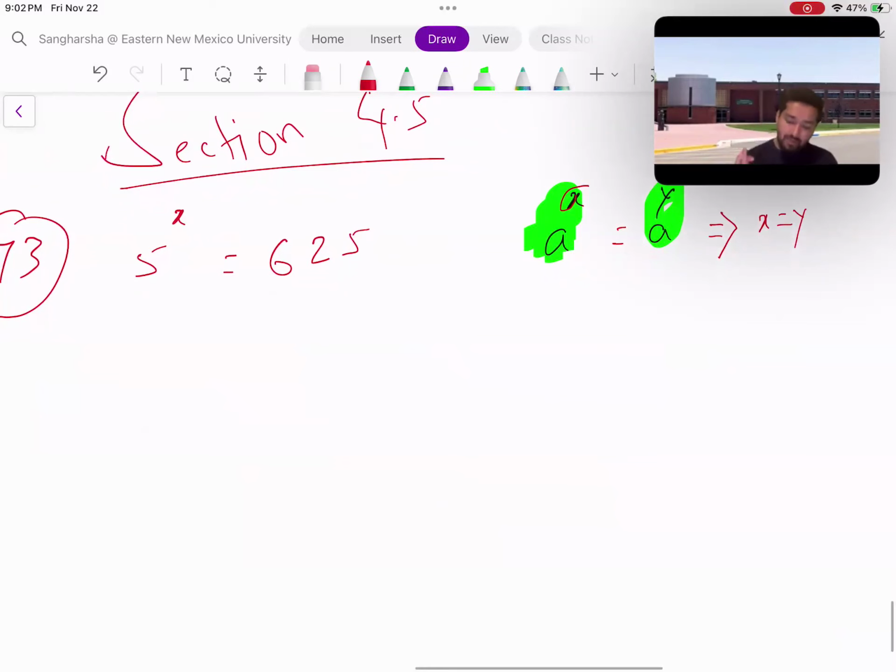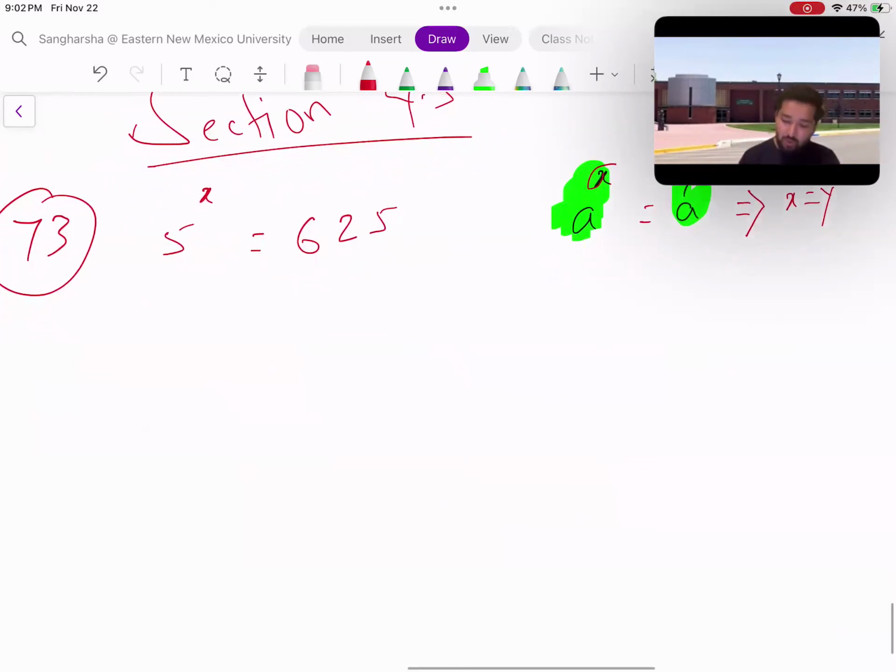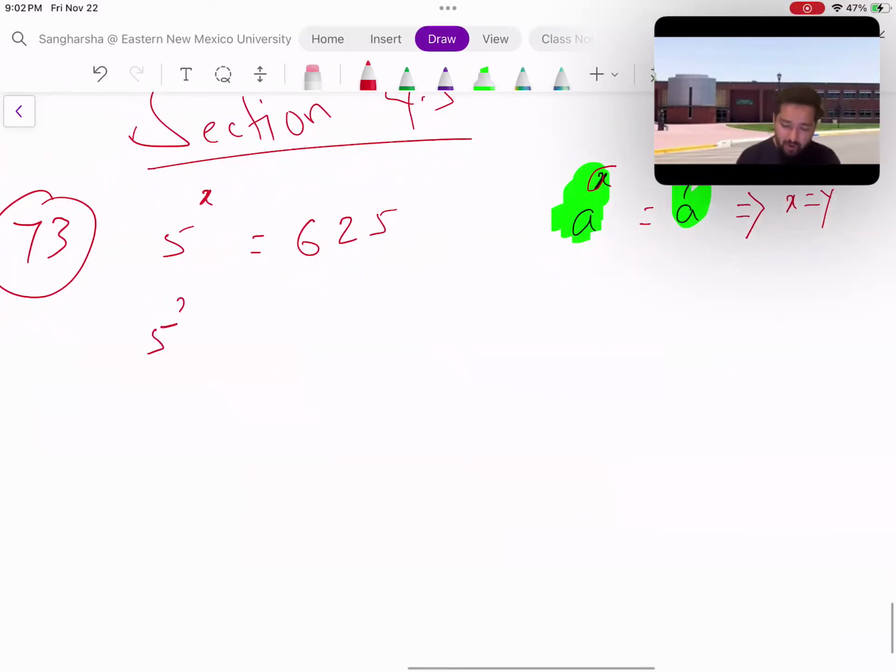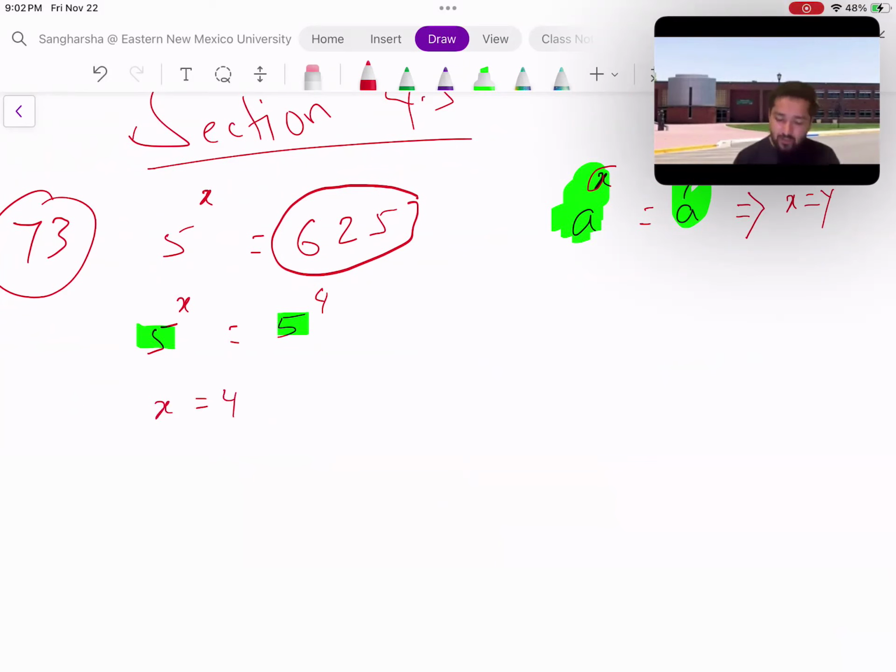So every time you see an exponential equation, always try to rewrite with the same base on both sides. That should be the first step. Now here we have 5 to the power x. Is there any way we could write 625 as a base of 5? What is 625? It is 5 to the power 4. We have the same base. If you have the same base, then the exponents are equal to each other. x is equal to 4. This is the final answer.